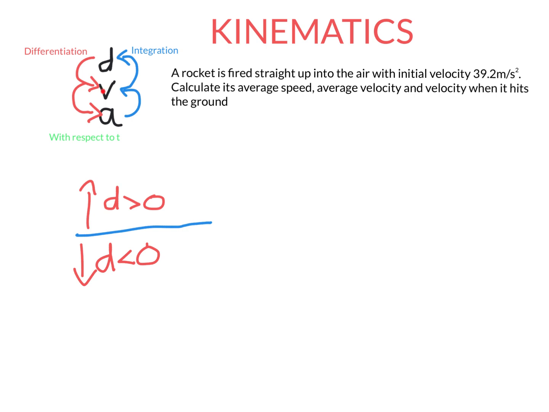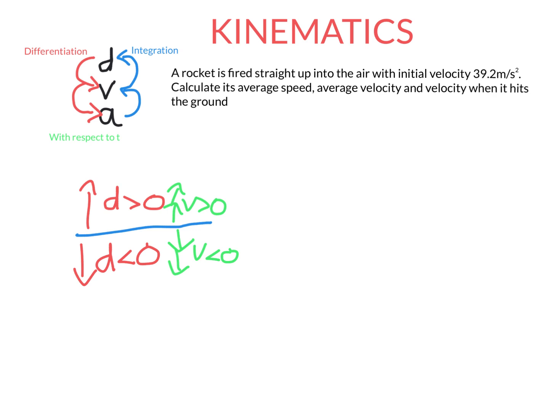Similarly, velocity, unlike speed, can be negative. So if the velocity is negative, it would mean the rocket is going down, and if velocity is positive, it means it's traveling up. Whereas speed, which you've learned since year 7 or whatever, can only be positive. It's a scalar quantity. It only has magnitude. Displacement and velocity are vector quantities. Acceleration is also a vector quantity. It has both size and direction.